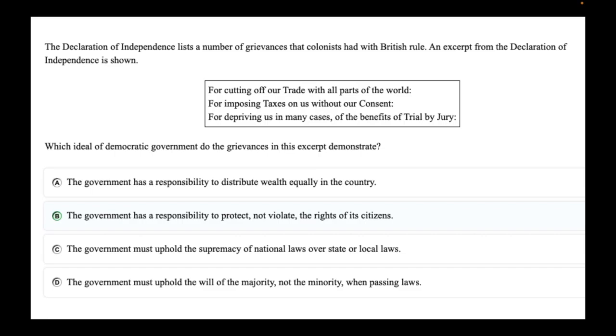So we have a grievance over trade. We have a grievance over taxes. We have a grievance over the benefits of a trial by jury, which is and should be a right that you possess. If we look at these possible answers, which one stands out? I hope you selected B. The government has a responsibility to protect, not to violate, the rights of its citizens. If the government is taking away those rights, treating us unfairly, it's violating our natural rights.